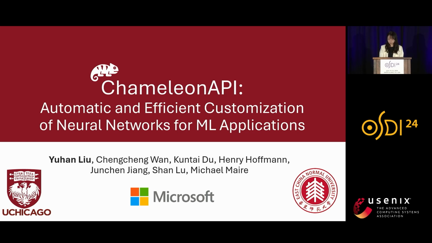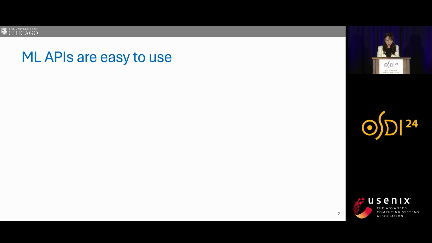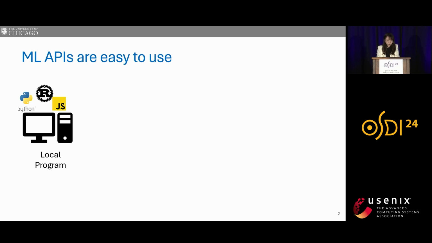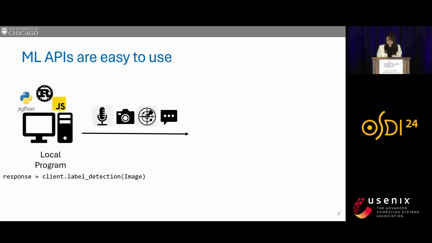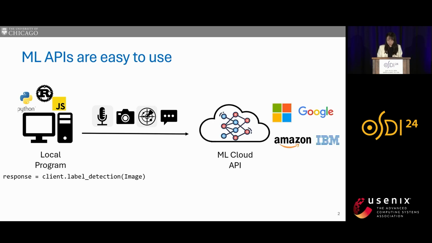Today I'm going to present our work, ChameleonAPI, automatic and efficient customization of neural networks for ML applications. ML APIs are a popular solution to ease developers' burden in integrating machine learning solutions in their applications. Developers can write local programs with traditional programming languages, and they can invoke ML APIs with a single line of code. Then the cloud API service processes the user inputs and returns the outputs back to the local ML app.